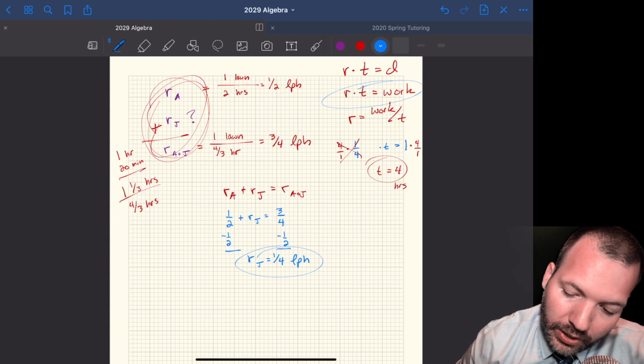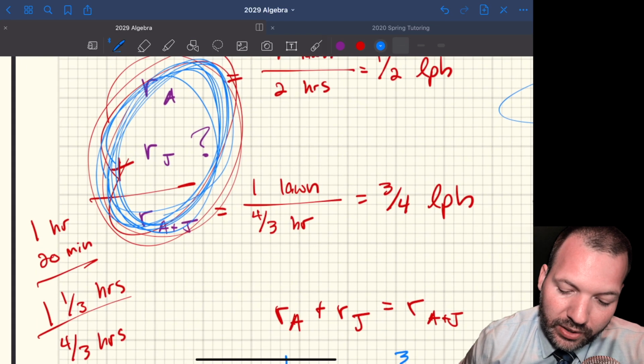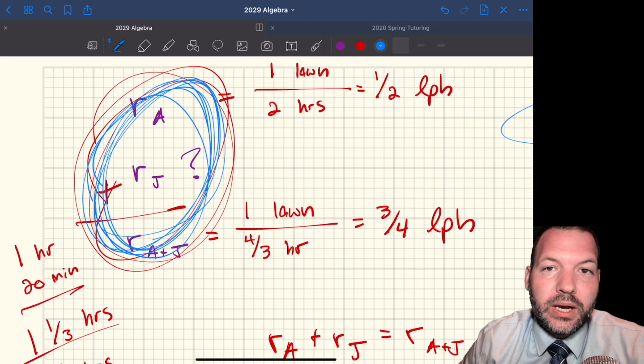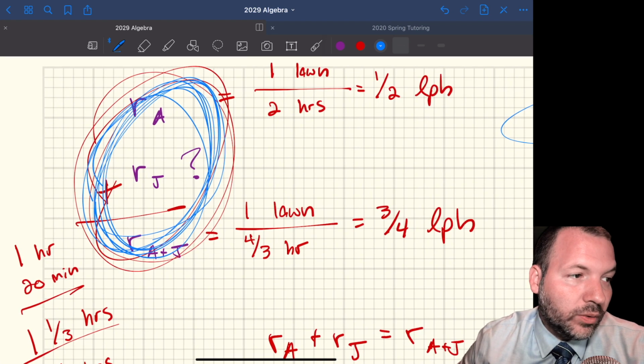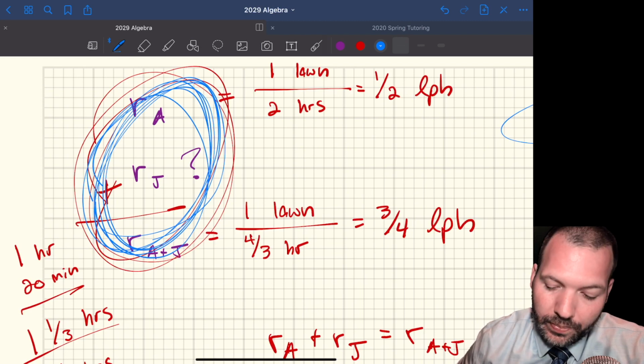And so really my little, not an innovation, that's not the right word, but my little method here is all about stating their rates as some kind of sum or difference with each other. When people work together, it would be a sum of the two rates.